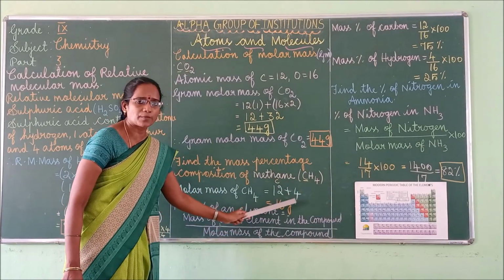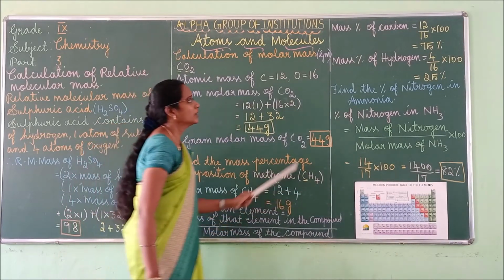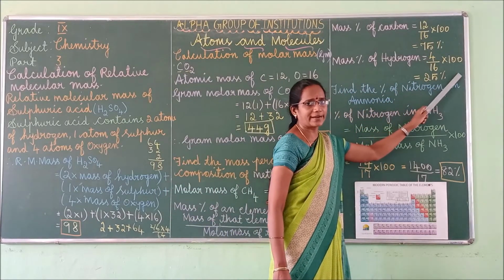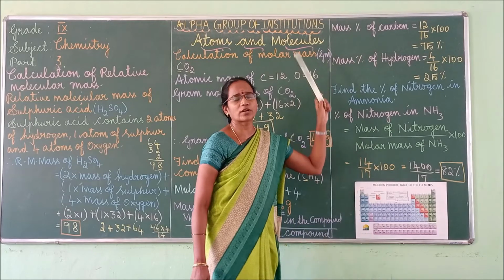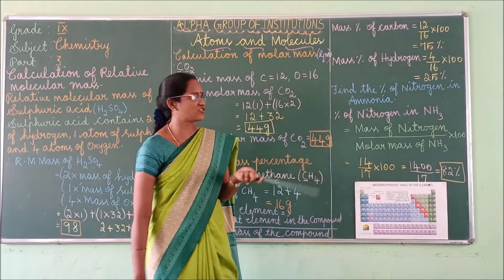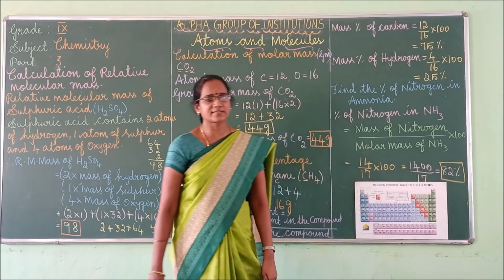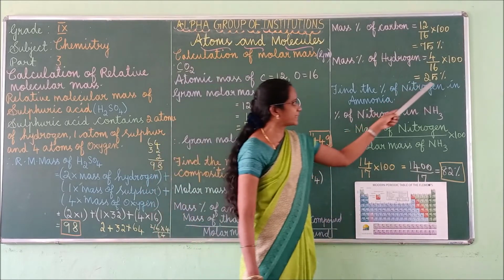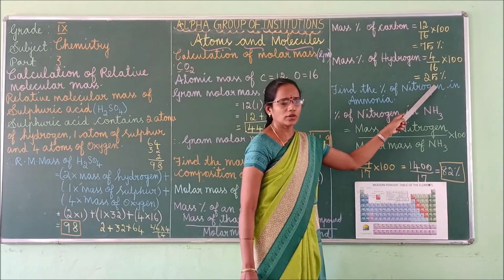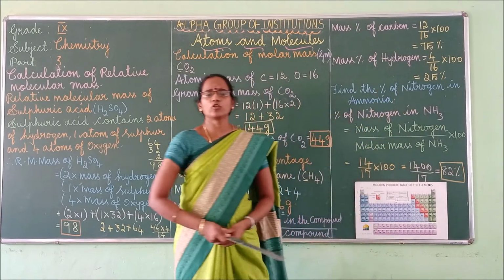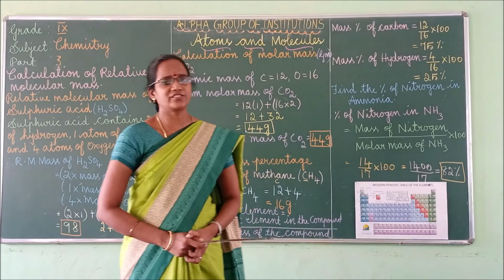Already you know the molar mass, it is 16 grams, isn't it? So 4 divided by 16 into 100. Why 100? Because you are going to convert it into percentage, right? So into 100, that is equal to 400 by 16. You will be getting the percentage 25. So if you add 75 plus 25, you will be getting 100%, right?